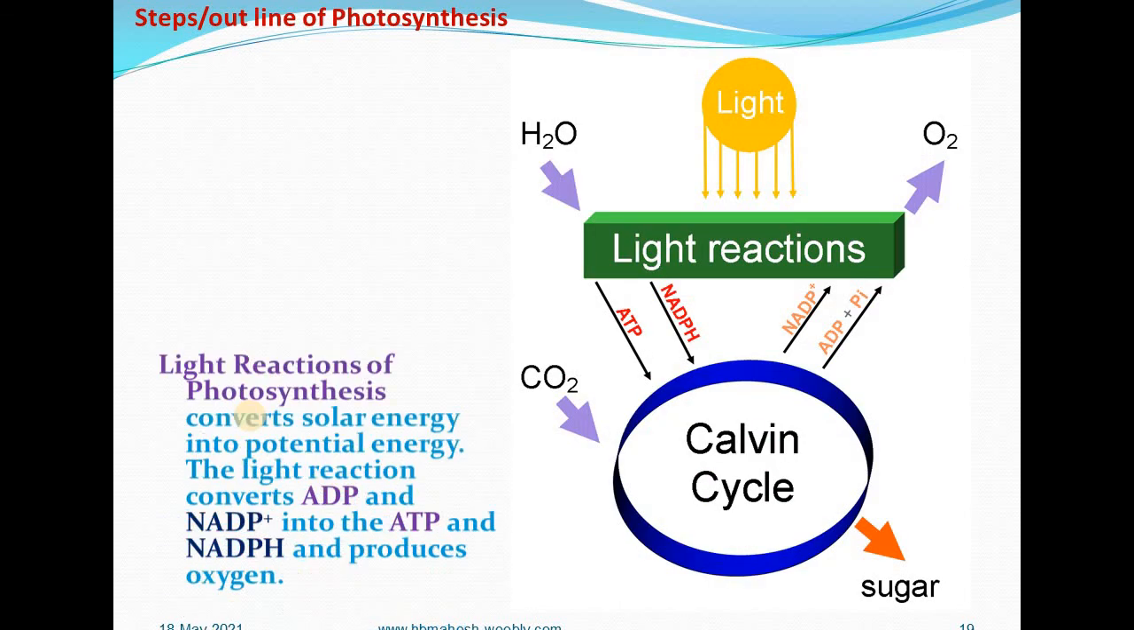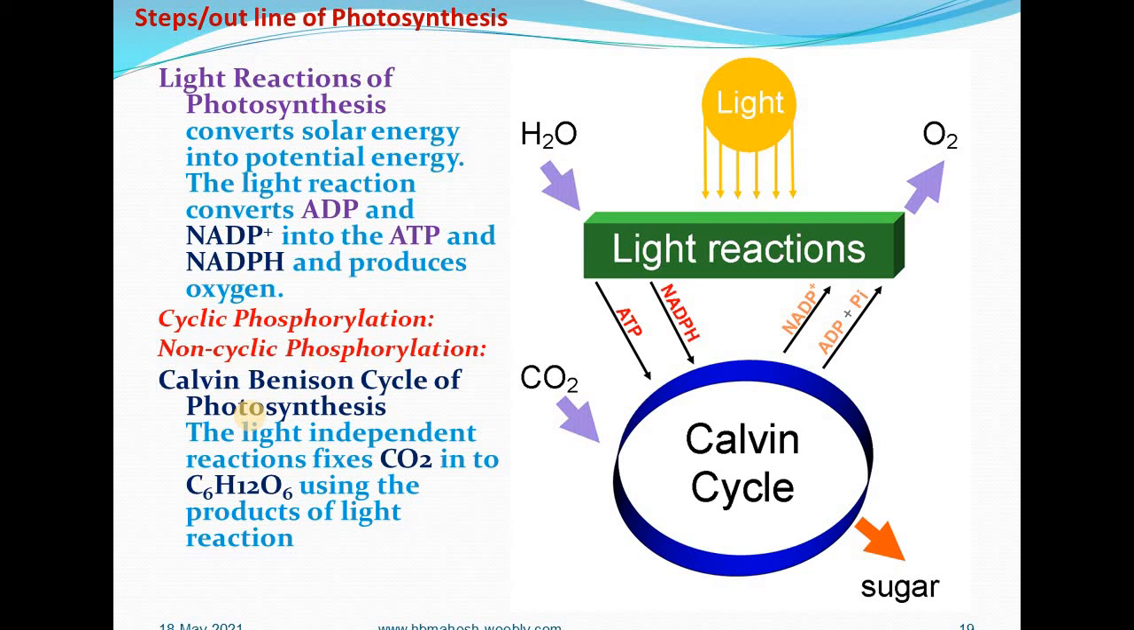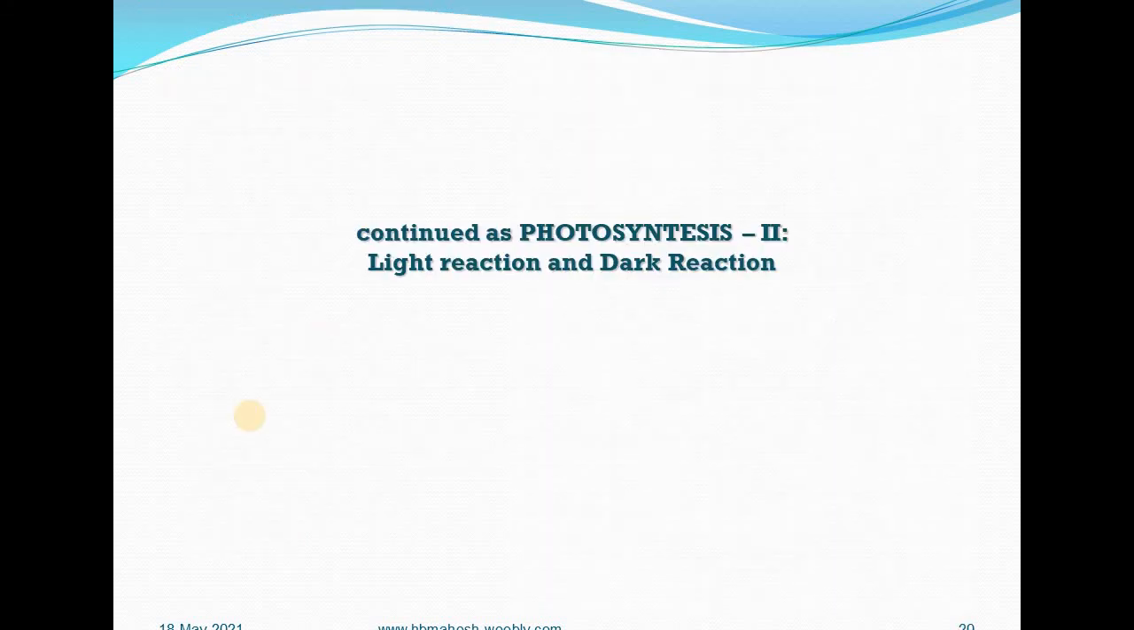See, this is the outline of photosynthesis. In this picture, actually in case of photosynthesis there are two steps. One is light reaction, another one is dark reaction, Calvin-Benson cycle, C3 cycle, Blackman reaction.